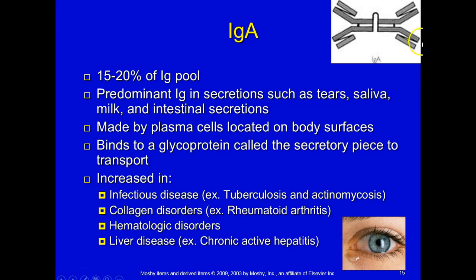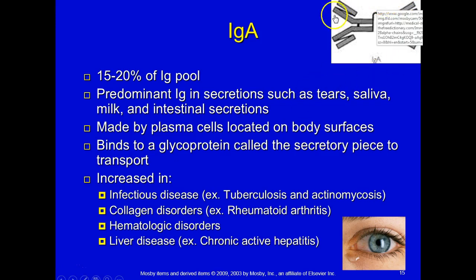Next one is IgA. This one kind of looks like a crab. Okay, so it's got 2 immunoglobulins essentially stuck together. This is 15 to 20% of the immunoglobulin pool. This one we find in tears and saliva, milk, and intestinal secretions. So he likes to be in secretions. It's made by plasma cells located on your body's surfaces. It binds to a glycoprotein called the secretory piece in transport.